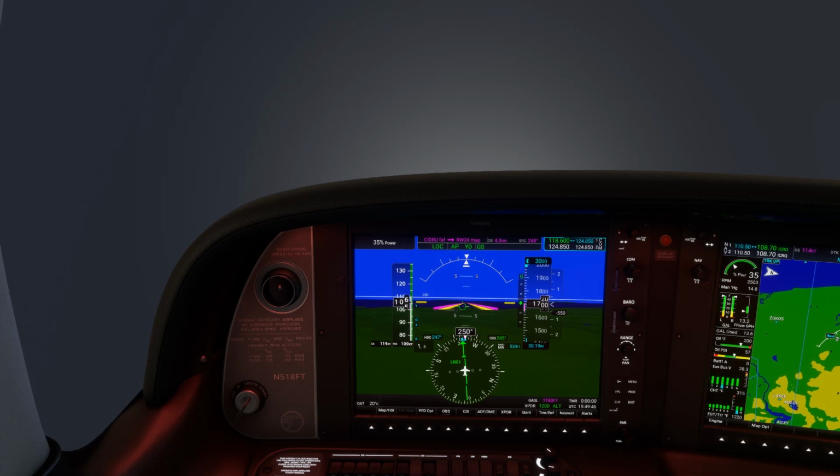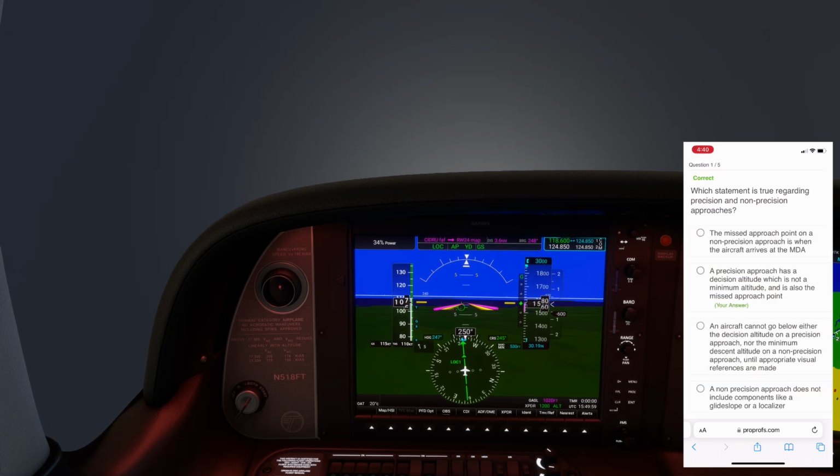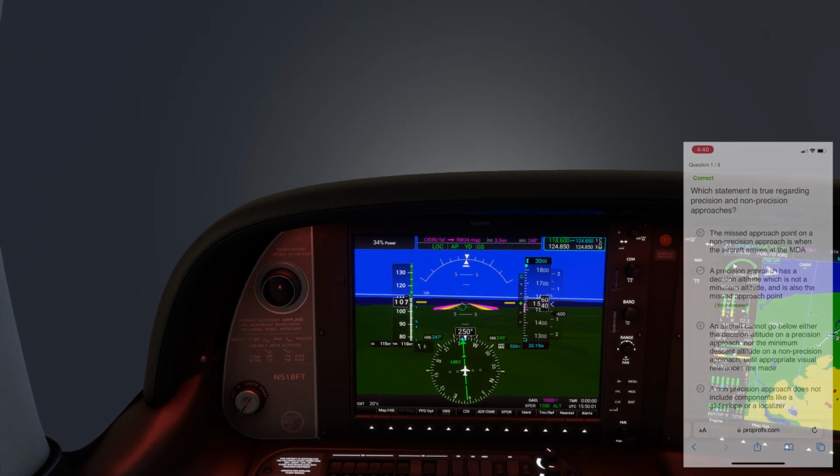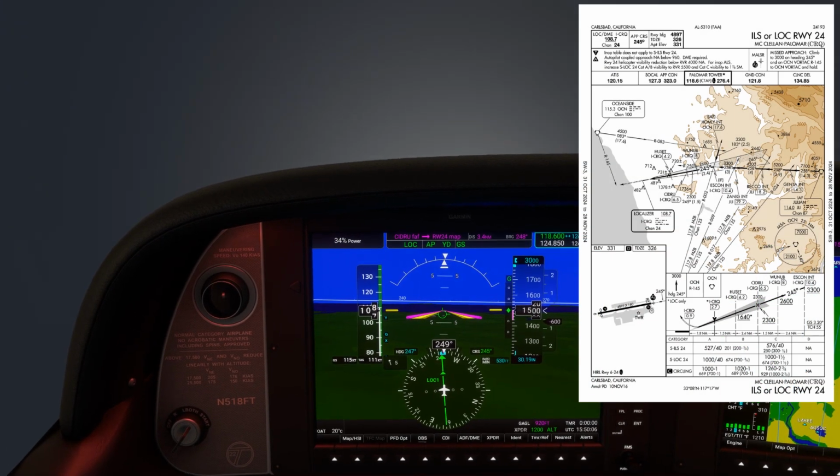If you're on our Flight Insight email list or follow us on social media, you may have seen our most recent Monday morning quiz on instrument approaches. One question about decision altitudes on precision approaches generated some interesting feedback and gives us a chance to address a common misconception. We're on an ILS approach into runway 24 at Palomar in San Diego.